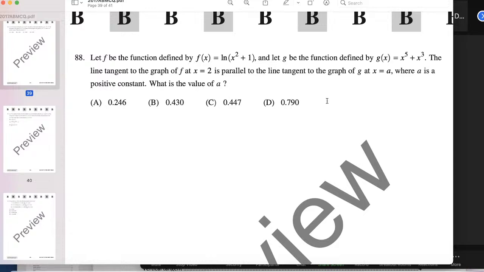Let me read the question. Let G be a function defined by f of x. The line tangent at x equal to 2 is... oh, parallel. Yeah, that's what I should have done to get the exact number.